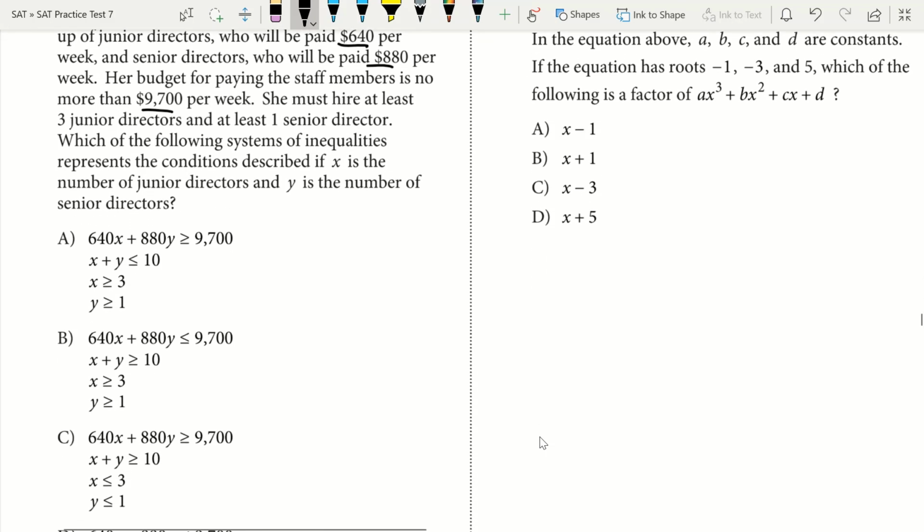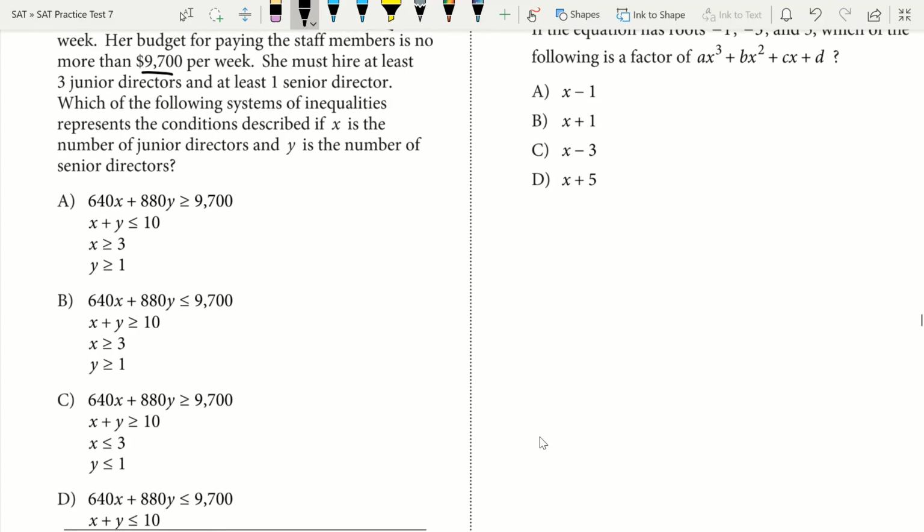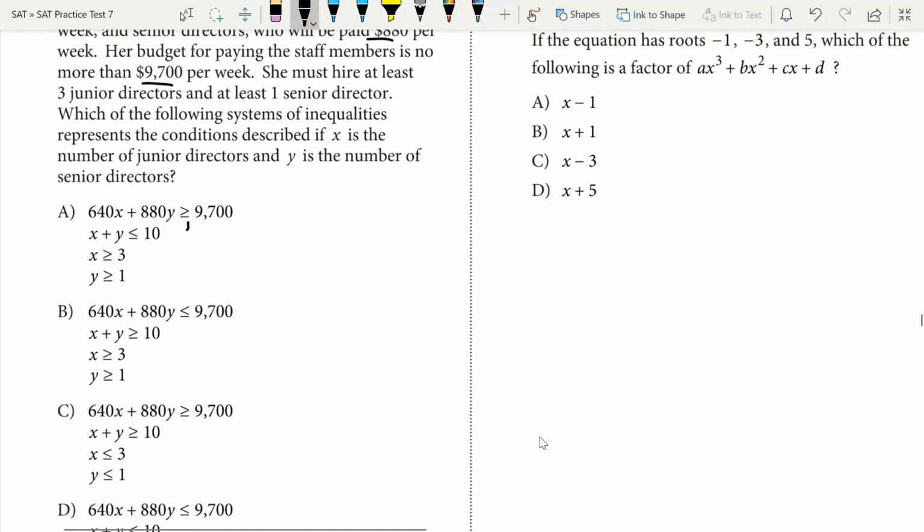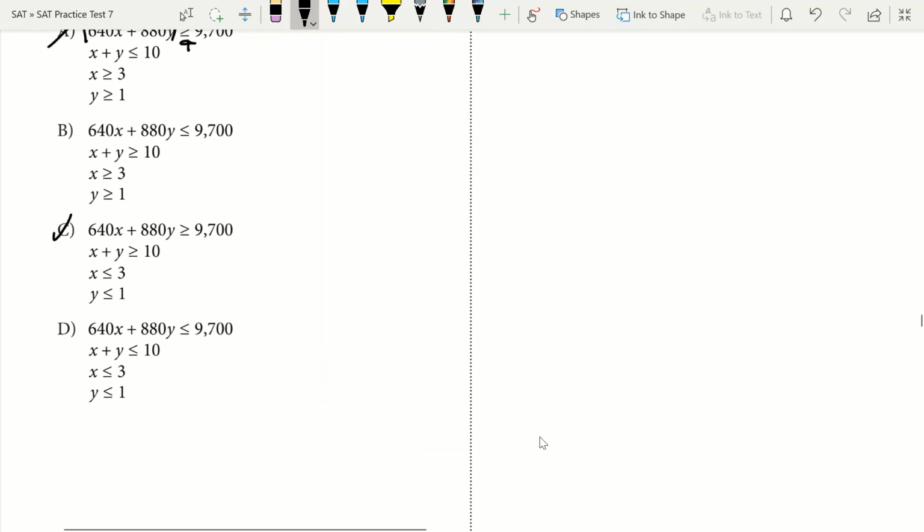She must hire at least 3 junior directors and at least 1 senior director. Which of the following systems of inequalities represents the conditions described? If X is the number of junior directors and Y is the number of senior directors. All right, well, she can't spend more than $9,700, right? So we can get rid of anything with this here greater than that, so that'll get rid of A. B is good, C is not good, and D is good.